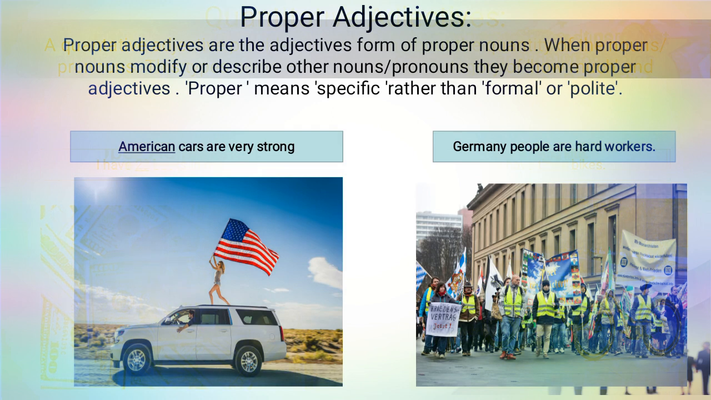Proper adjectives. Proper adjectives are the adjective form of proper nouns. When proper nouns modify or describe other nouns or pronouns, they become proper adjectives. Proper means specific rather than formal or polite. Examples are: American cars are very strong. German people are hard workers.